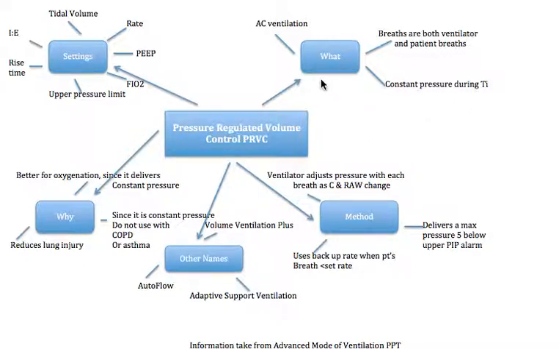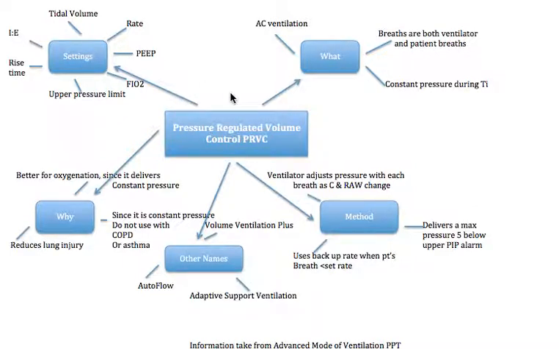So if we go over here to look at the settings, some different settings that you'll have to have for the PRVC mode. So you'll have to set a tidal volume. You'll have to set a rate, to set PEEP, FiO2, to set an upper pressure limit, a rise time, and your I to E time.